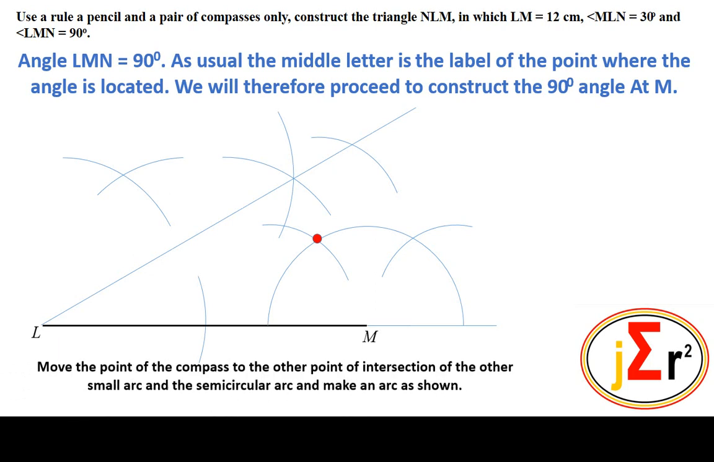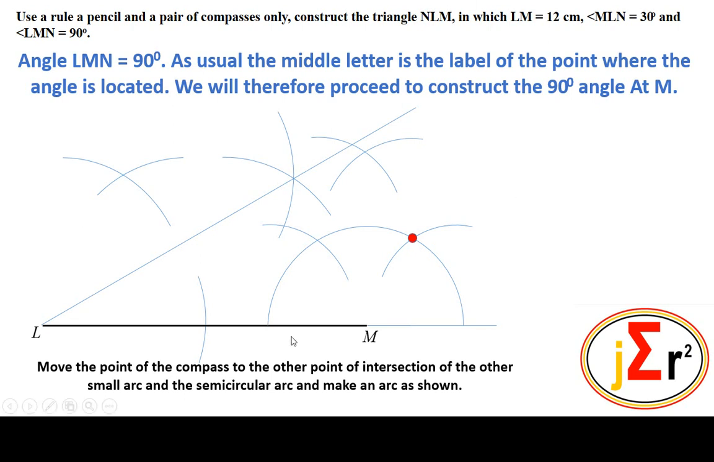Move the point of the compass to the other point of intersection of the other small arc and the semicircular arc, and make an arc as shown. There we have the other arc also. In constructing that 90 degrees angle, it is not confusing, because we are maintaining a symmetry.